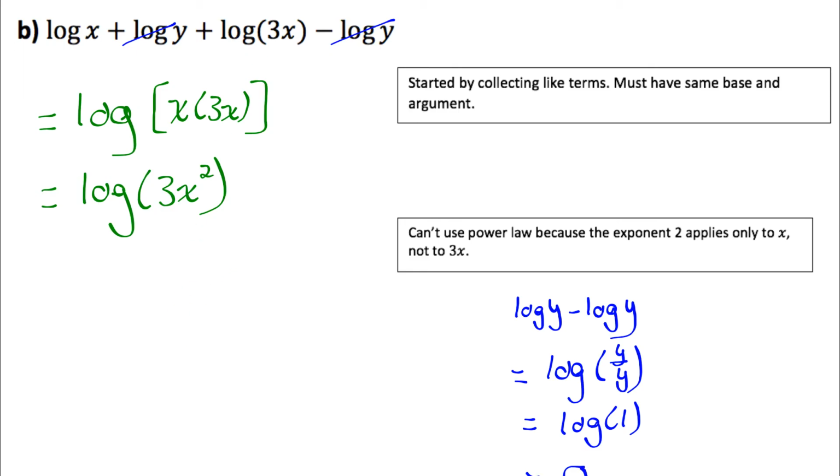Now, a common mistake, people want to try and bring this exponent to the front, but we are not allowed to do that in this example because this 2 is not an exponent of the entire argument. It's just an exponent of the x, not the 3. You can only bring the exponent down if it's an exponent on the entire argument. So that's as simple as we can make this one.